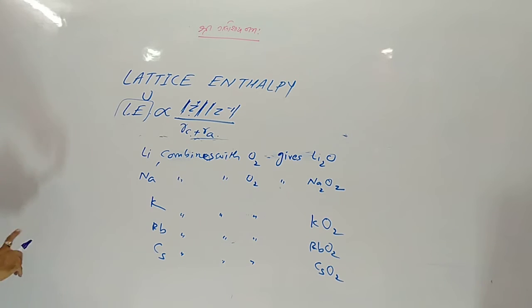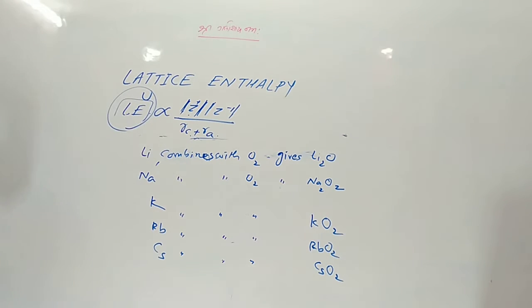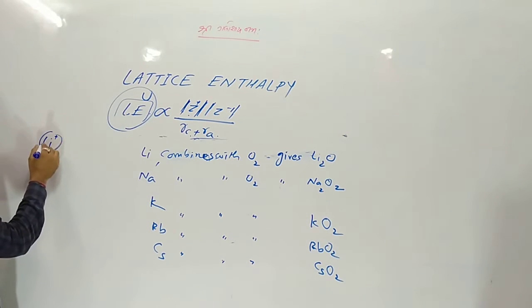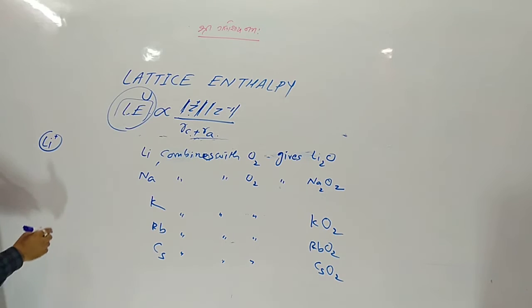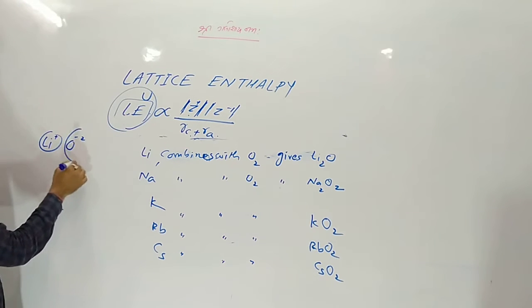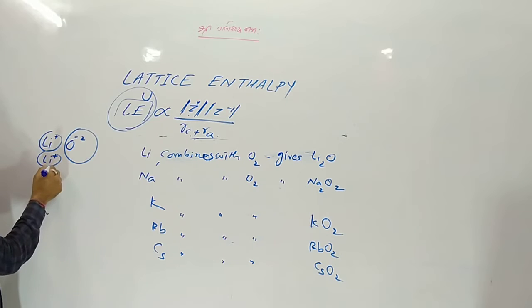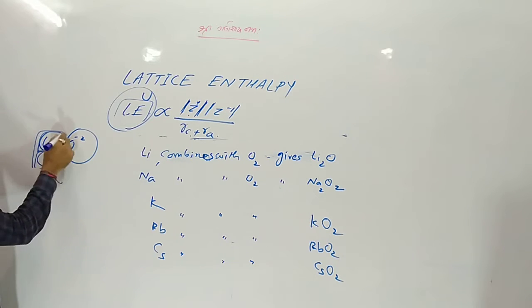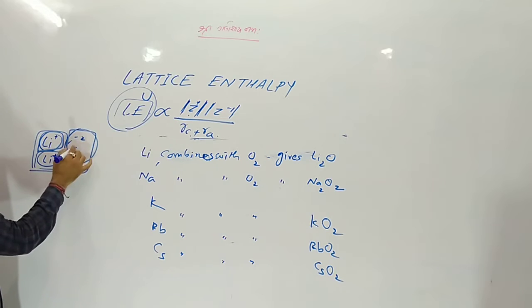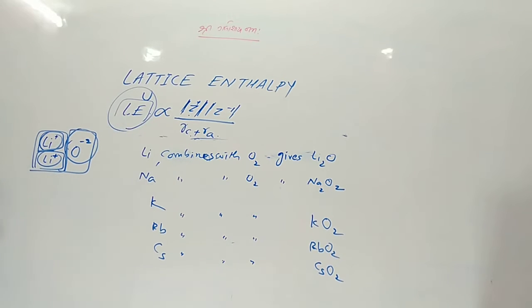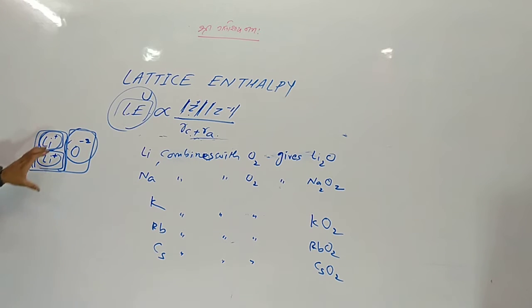Yes, the reason for that is also lattice enthalpy. How? Listen. Lithium is very small in size. Oxygen has charge -2. So when we take 2 lithium ions, the total positive size becomes equal to 1 oxide ion. So the total positive ion size and the total negative ion size are equal, which means stability is more and lattice enthalpy is high.